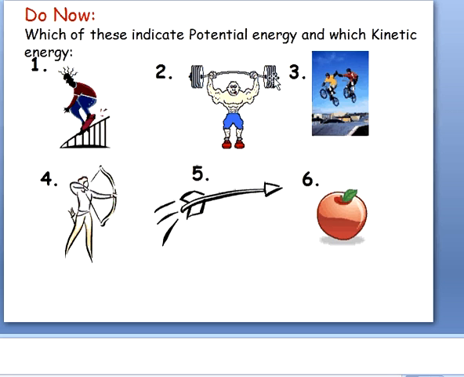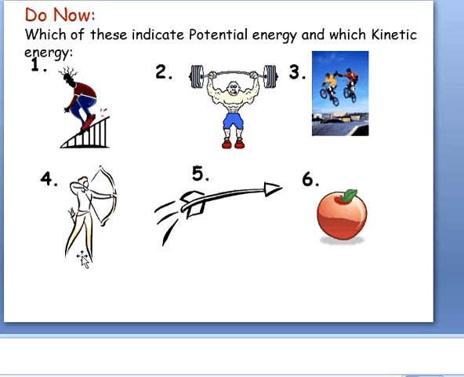How about this one here? Probably he's stationary. It looks like he is holding that barbell at the top, but that barbell is going to fall down. So what would you say at the moment is being exhibited by this picture? Looks like potential, probably gravitational potential energy, and then as he drops it, it would change to kinetic energy. Number 3, kinetic, yeah, moving.